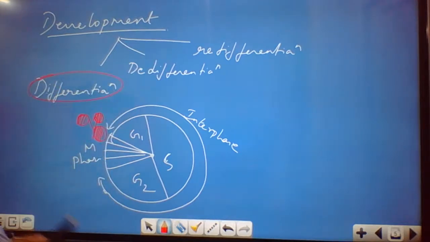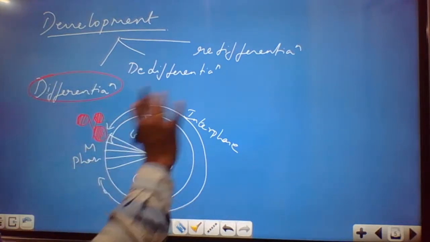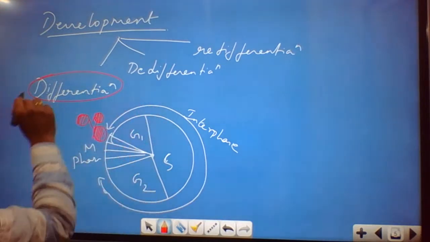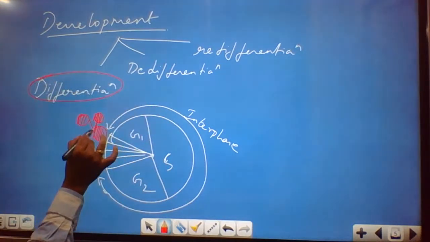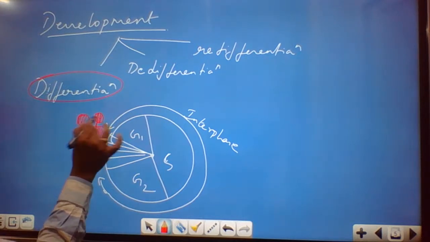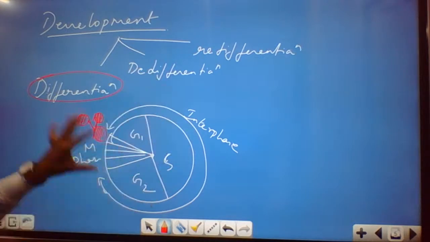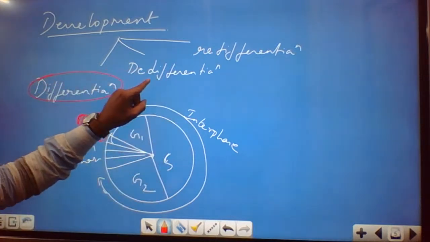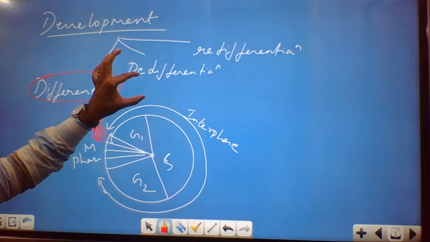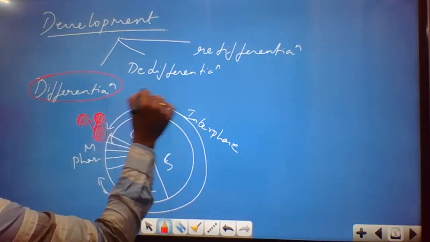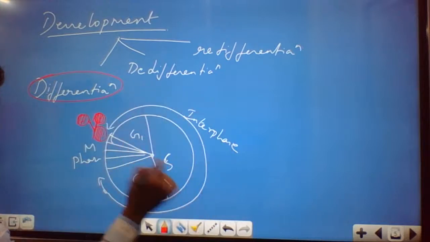So guys, you tell me if red is not visible. Just to make the difference, I'm using the red color here. Okay, fine. So differentiation is where the cell has been divided into two and the cells got differentiated. As normal cells divide, that is called differentiation. What de-differentiation is: once the cells have divided, they may not go back to the interphase again.